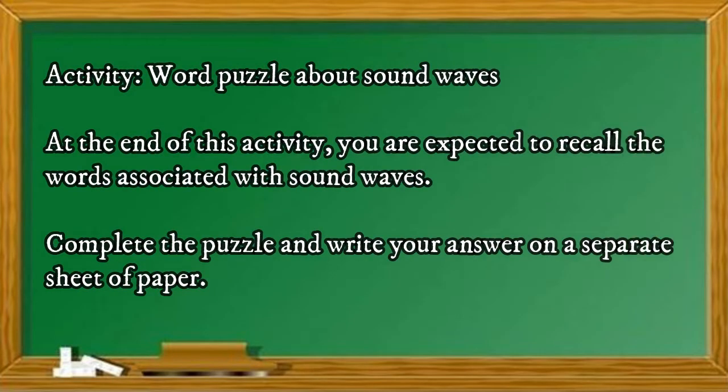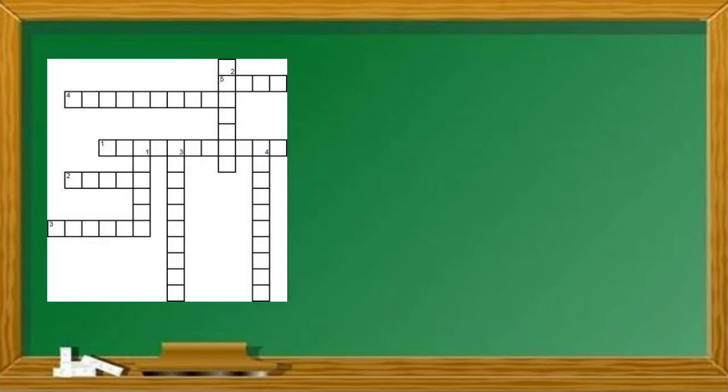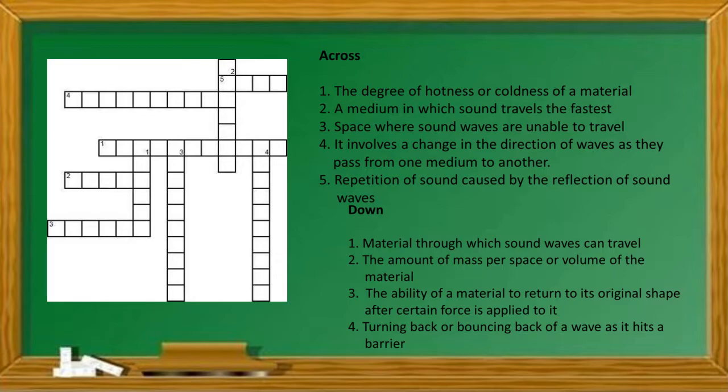Before we thoroughly discuss the properties of sound, let's first have the activity on a word puzzle about sound waves. At the end of this activity, you are expected to recall the words associated with sound waves. Complete the puzzle and write your answer on a separate sheet of paper. The puzzle will be flashed on the screen, with the definitions for across and down. You will be given 5 minutes to complete this activity. Remember, read and comprehend.